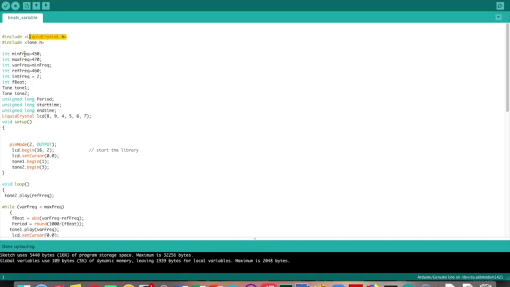I introduced some variables here. The minimum frequency is where you want to start with one of your speakers, and the maximum frequency is where you want it to finish, and the reference frequency is the frequency in the middle that you want the frequencies to pass through. The int frequency is basically the interval range, so we're going to go in steps of 2 Hertz from 450 to 470. Again, these can be changed, and I can show you in a minute what that would sound like.